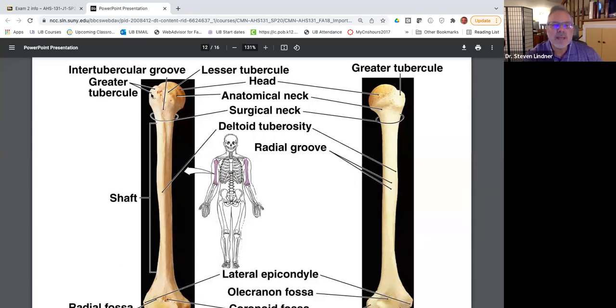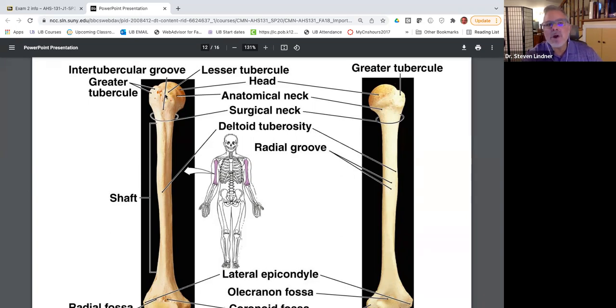The last rotator cuff muscle, we said they were 4, SITS, S-I-T-S. That last S is for the subscapularis. Remember, we said the subscapularis originates on the subscapular fossa. So right there on the lesser tubercle is where the subscapularis inserts.